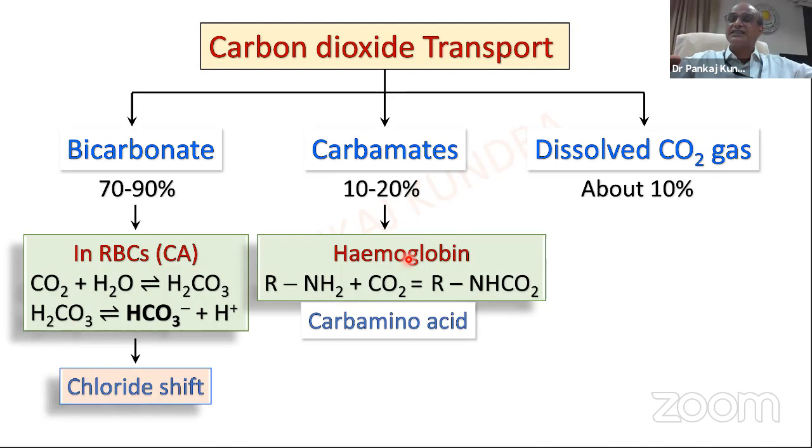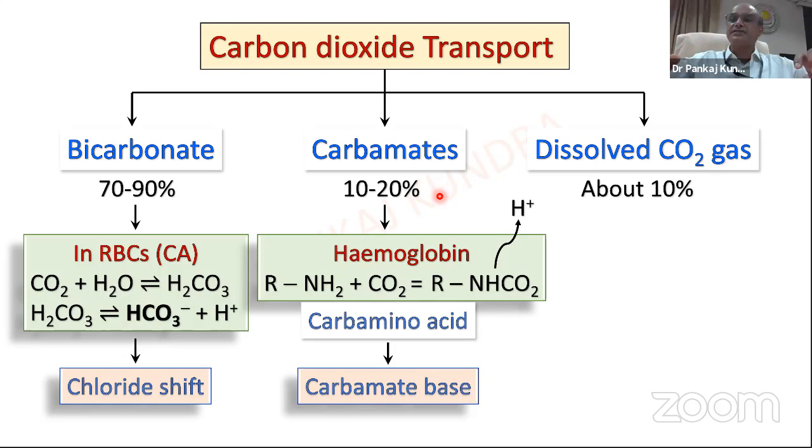So that's how it forms. It turns the carbamino acids into carbamates, and with this the H+ is gone. This is a carbamate base, which accounts for 10 to 20%. You may say it is only 10 to 20%, but it is extremely important because this form of transport of carbon dioxide is independent of CO2 or of bicarb formation.